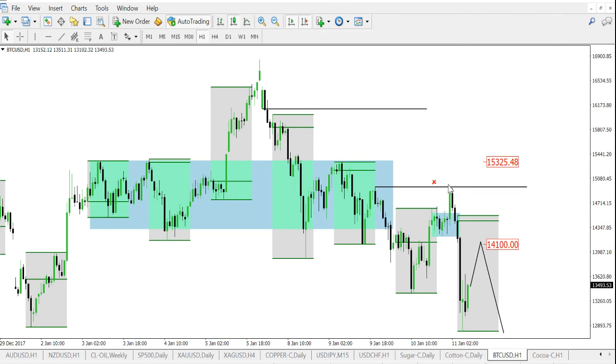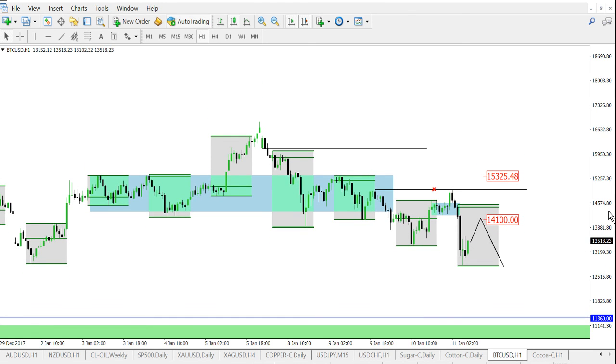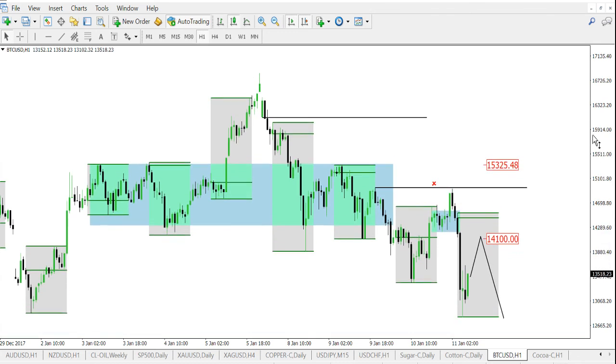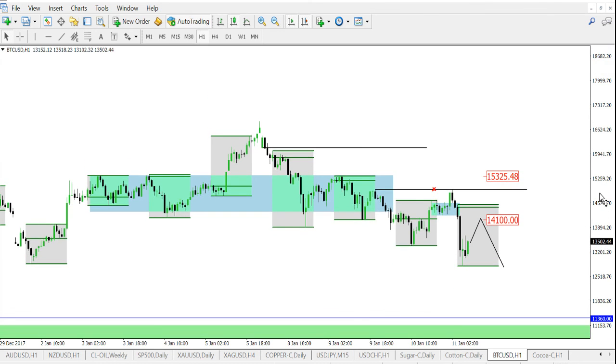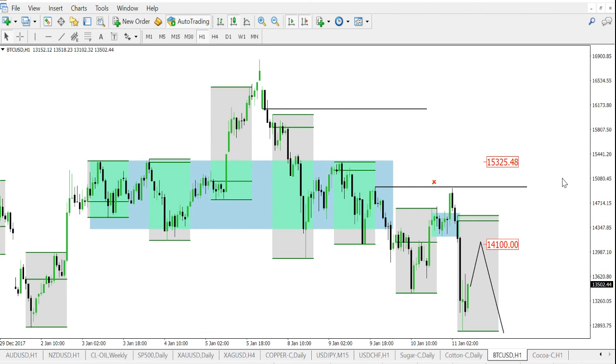If it wants to continue, it's going to take these out. I'd sell the rejection on this level right here, personally. I kind of like that a little bit better. I'd have my stop up here, and then obviously my take profit's going to be down there at 11,360-ish. Might not get there on a day trade, but it'd be probably there by the end of the week. So anyway, that's just what I'm looking at.